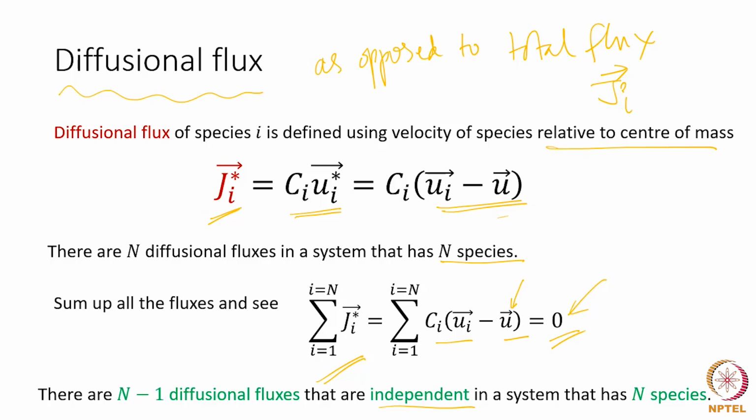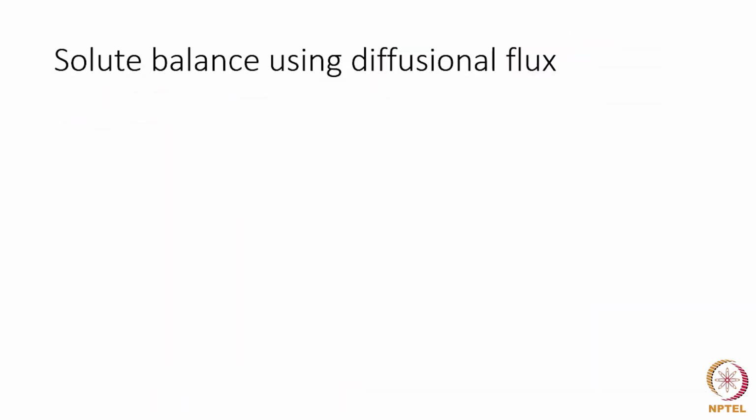So the way we have defined the barycentric velocity, or the velocity of the center of the mass, is ingrained in the definition of the diffusional flux, and also gives us the concept that there are n minus 1 diffusional fluxes that are independent.